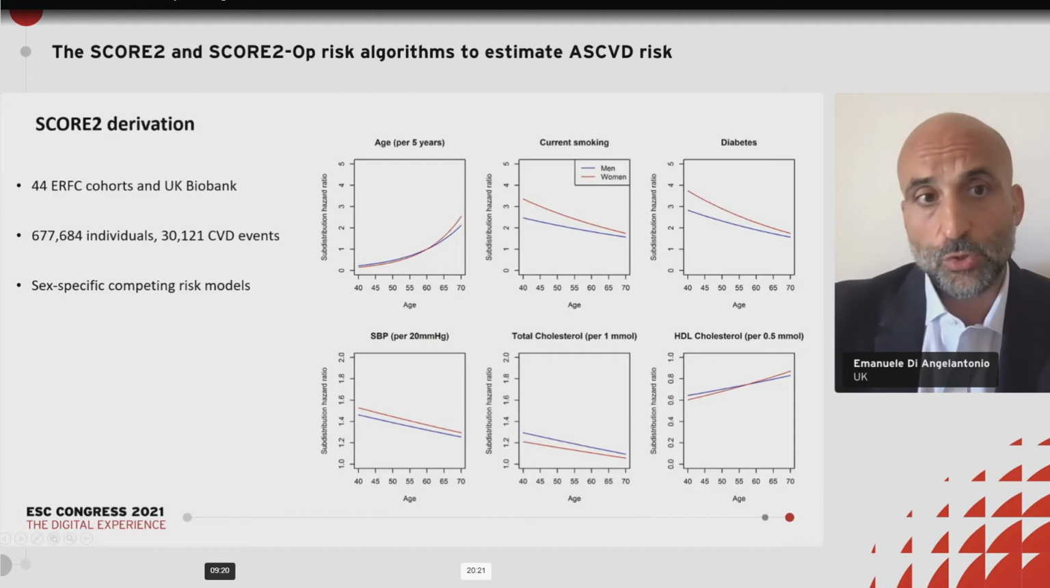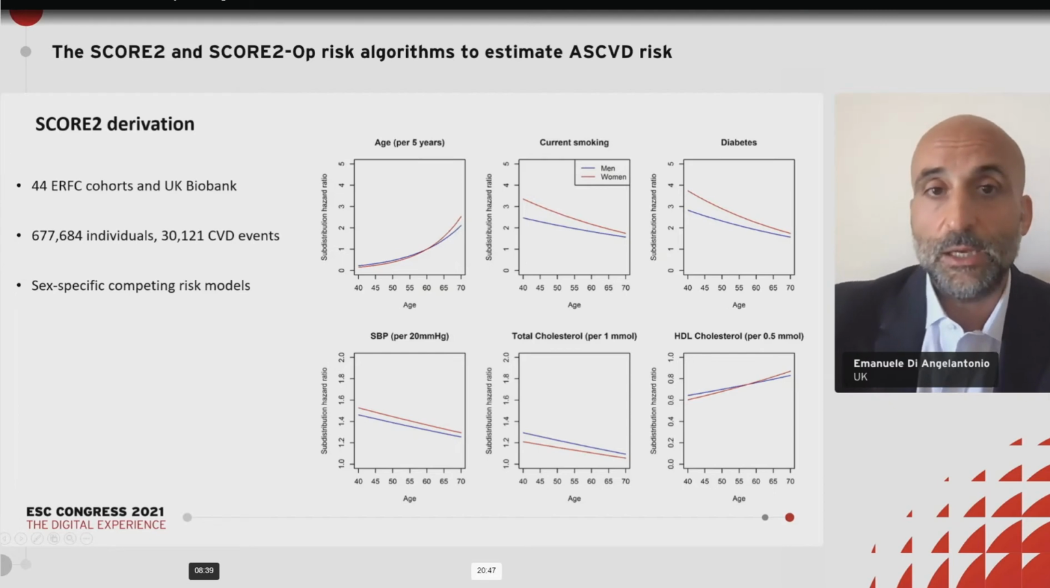To derive SCORE2, we used data from 44 prospective cohort studies that were collected in the Emerging Risk Factors Collaboration plus UK Biobank. There was a total of almost 700,000 individuals with about 30,000 events accrued over 10 years of follow-up. And what we ran was a sex-specific competing risk model including the risk factors that are illustrated on this page.